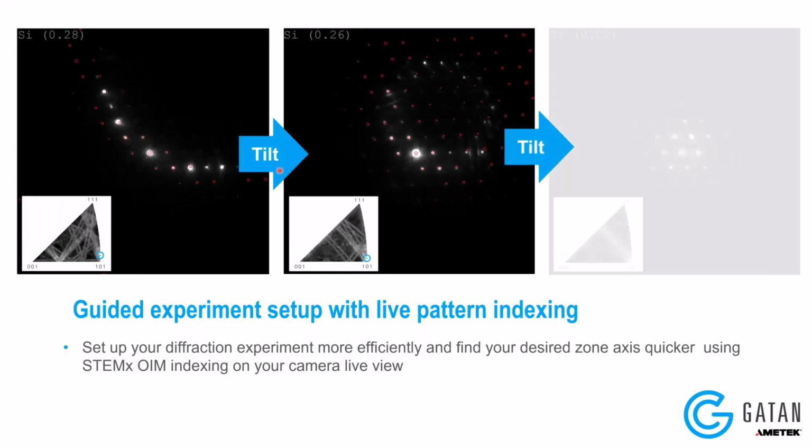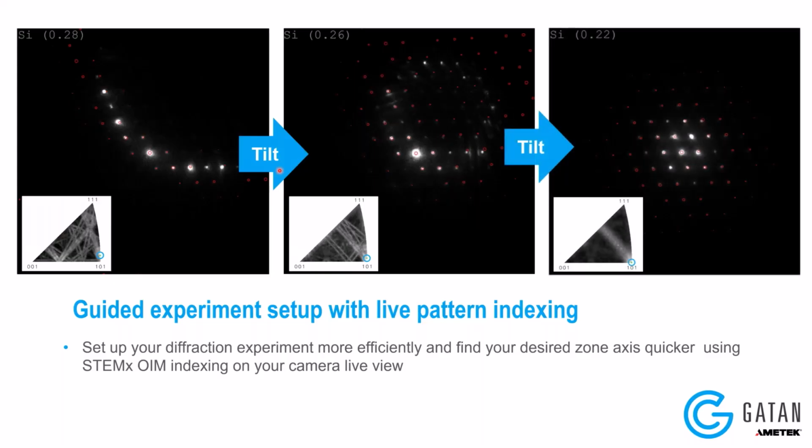Now, when you think of that idea and you extend it, you can actually then use the indexing to help guide an experiment, for example, to help tilt to a specific zone axis, right? So this is a very basic sort of proof of concept idea that I'm showing here, but we have essentially a silicon 110 sample that's tilted off the zone axis, and we want to tilt onto the zone axis. So we can, for example, look at a pattern here, use the STEMx OIM indexing, and then look at the heat map here, which shows us in this marker here approximately where we are in orientation space.